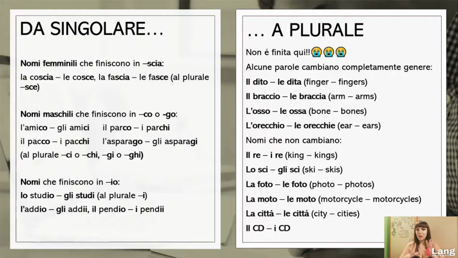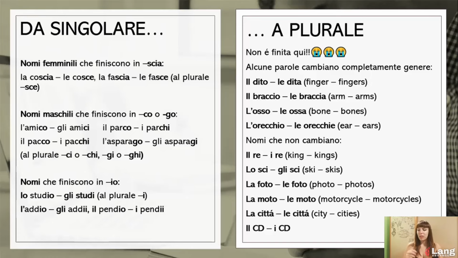The rule is basically like the one of camicia and ciliegia. If there is a vowel in front of CO or GO, it will change into CI and GI. If there is a consonant in front of CO and GO, it will take an H in between. So that's the rule, basically.